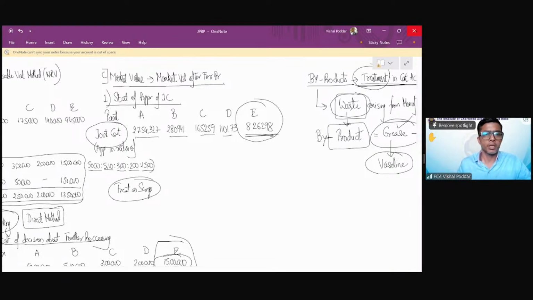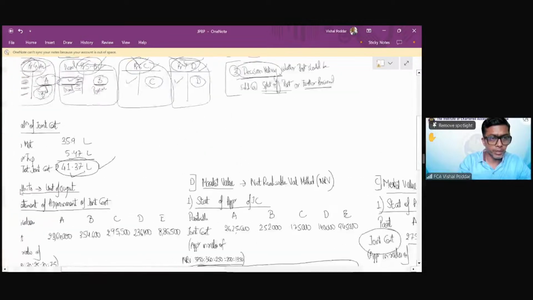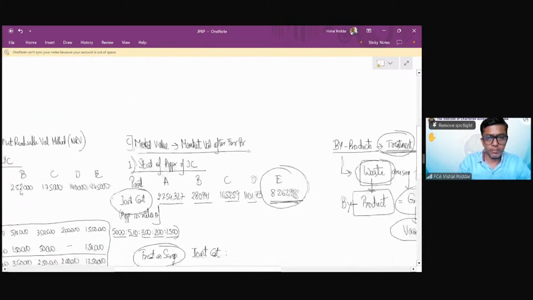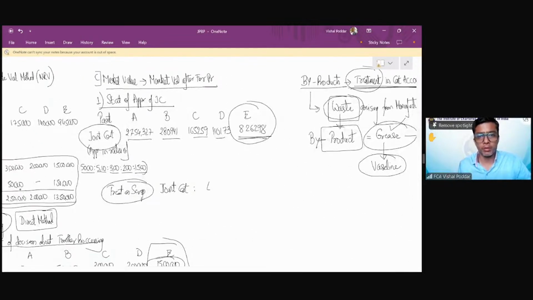What does it mean? Now I have this joint cost, which I have to charge to all the products. How much was the joint cost here? It is 41 lakhs 37,000, which I'm supposed to charge to my product. But now I'm saying treat this byproduct not as a product but as scrap.